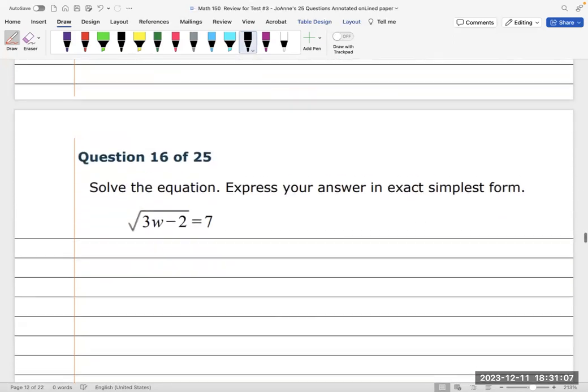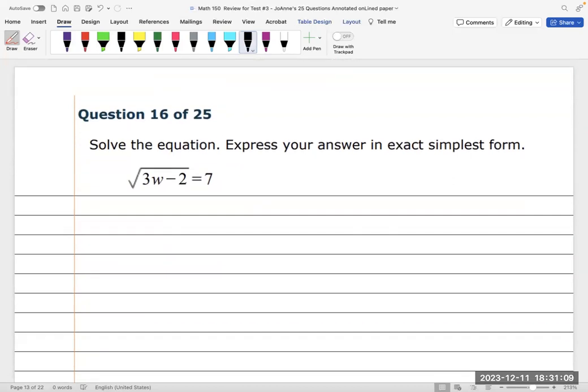16. Solve the equation. Solve means tell me the values that make it true. This radical is in my way. So the first thing, and I would notice it's an equation, so as long as I do the same thing to both sides, that's a legal math move. So the left side becomes 3w minus 2. The right side is 7 times 7, which is 49.